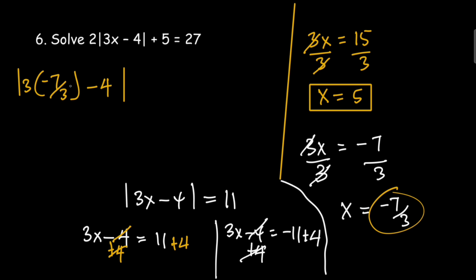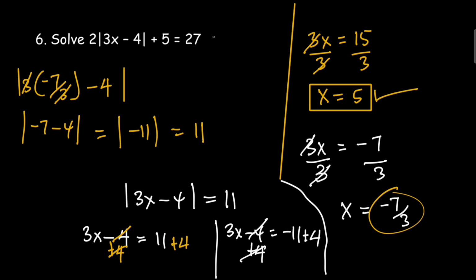So over here, you notice that this 3 and this will go. Then we are left with negative 7 minus 4, which is giving us the absolute value of negative 11, which is equal to positive 11. So this is true. And then when x is equal to positive 5, we're going to be getting the absolute value of 3 times 5, then minus 4. 3 times 5 is giving us 15, then minus 4, and for sure this is giving us the absolute value of 11, which is 11. So that means it is also true.